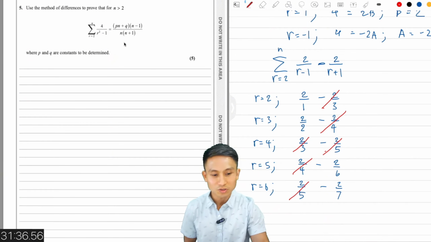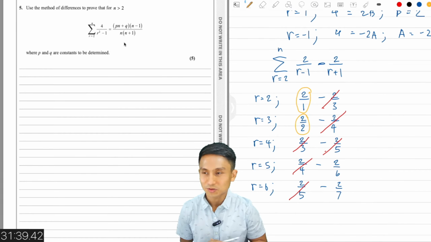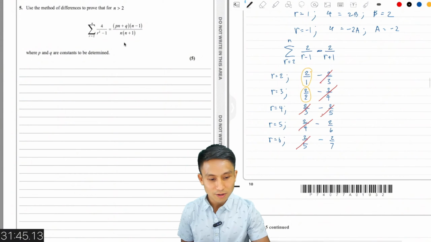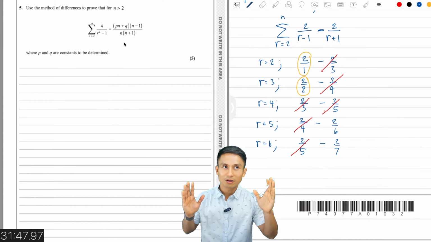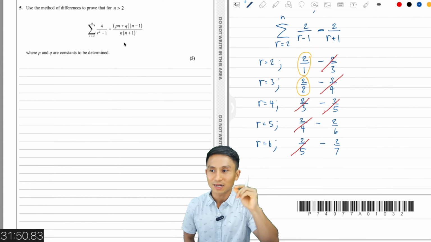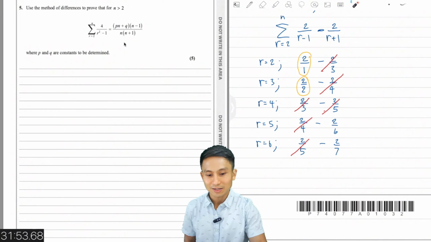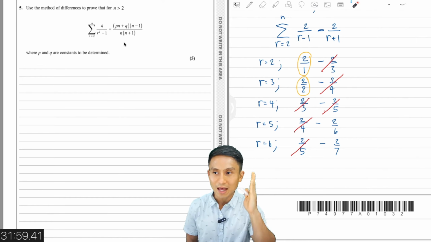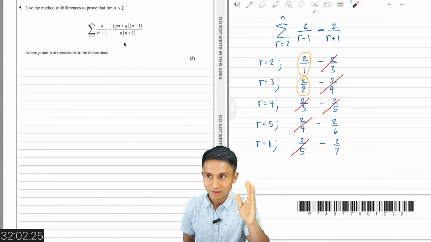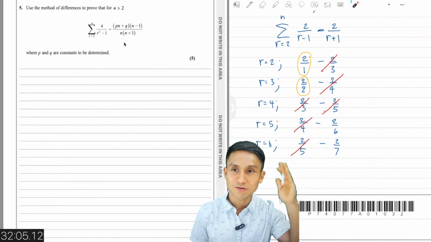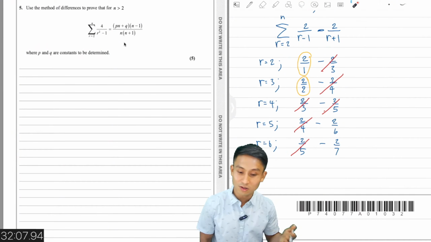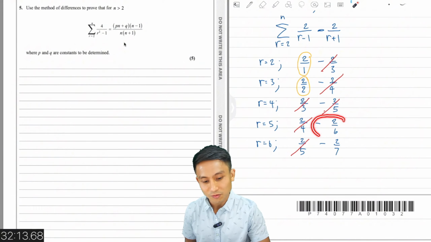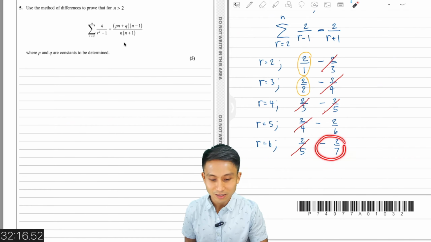Now, if you keep going, you will see that these two won't be cancelled, will they? And let's assume that n stops at r equals 6, right? Let's say n is just 6, so this will be the last term. And as you can see, you are left with the first two terms, of course. Regardless of the value of n, you always have the first two terms. Maybe if n is greater than 3, you're going to have the first two terms for sure. And you have the last term from the second last r and the last term from the last r.